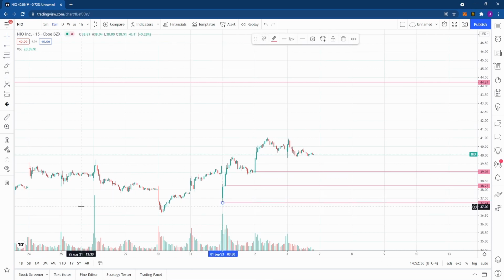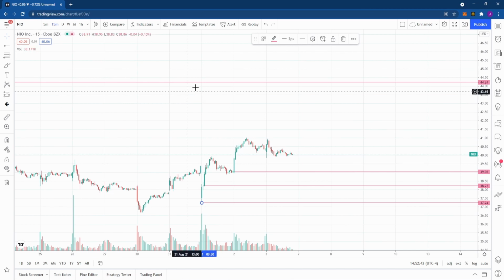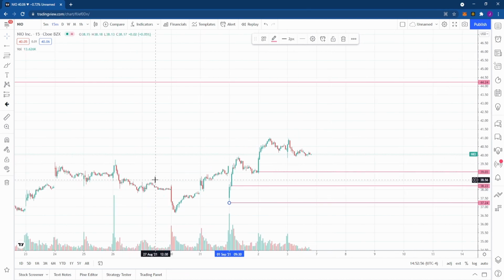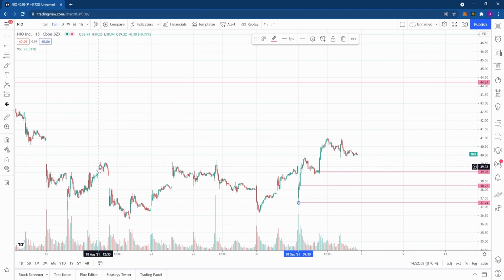So if I'm looking to get long, 39, 38, and 37 are intraday support. As soon as the stock moves, NIO moves to that number, the first time it hits that number, I will be looking to buy at that area. So if we scroll back, let's take a look at what's happening here.